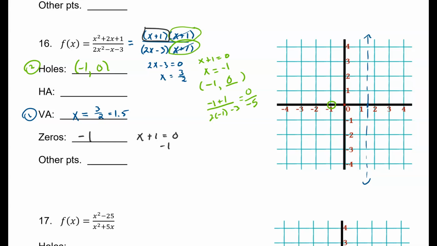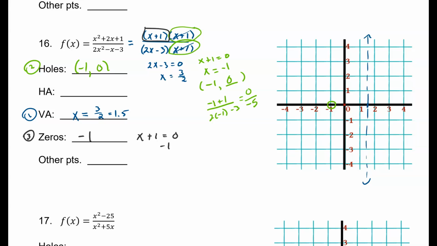So do not worry about the fact that your 0 is a negative 1, because that's where it looks like it's going to be crossing the x-axis. So we are good. Our 0 this time is the same as our hole. Totally fine. Then we are going to find next our horizontal asymptote.